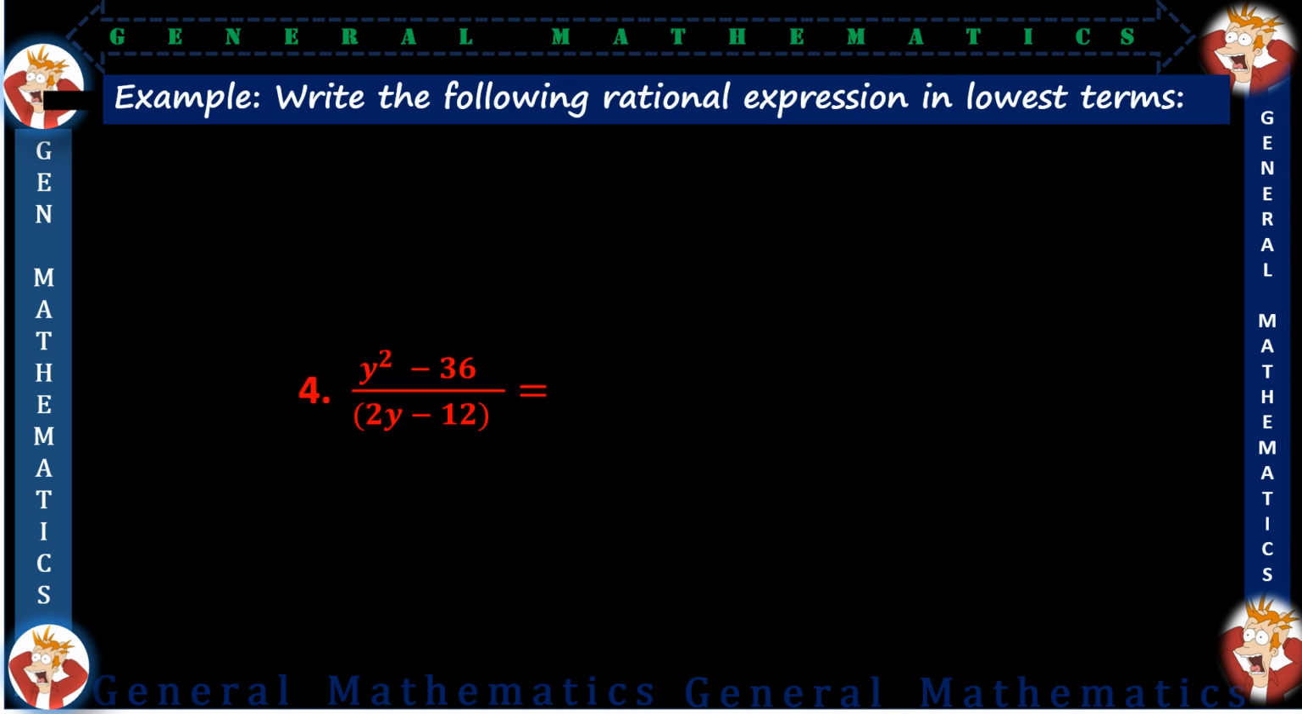Let's simplify y squared minus 36 all over 2y minus 12. First is to factor out y squared minus 36. Since y squared minus 36 is factorable, para makuha po natin ang kanilang factor, kuhanin muna natin yung factor ng y squared. And the factor of y squared is equals to y times y.